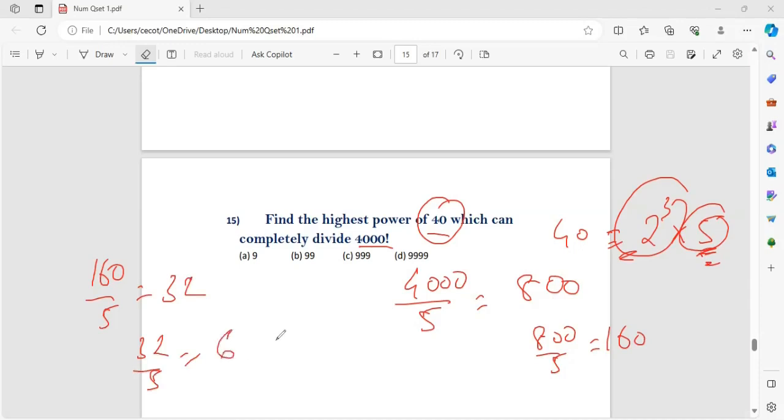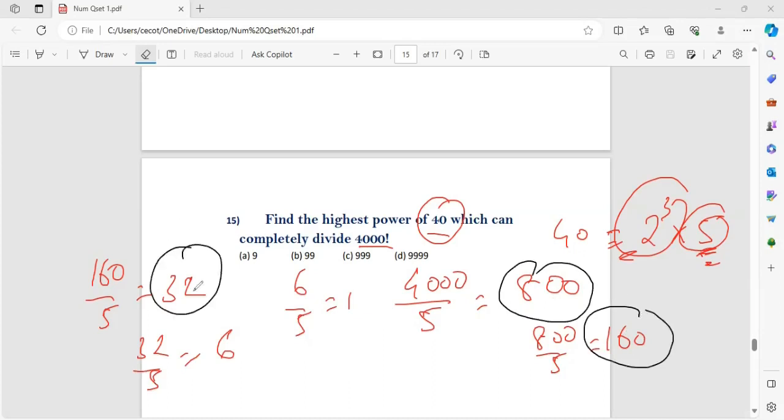Yes, 6 5s are 30. Don't worry about the remainder. Now 6 by 5 will give you 1. So let's see the quotients and add: 800, 960, 992, 998, 999. Option C is the answer. We had already discussed the basic concept in the class. That's why we just went with the approach over here. Clear? So the answer will be 999. Option C is the answer.